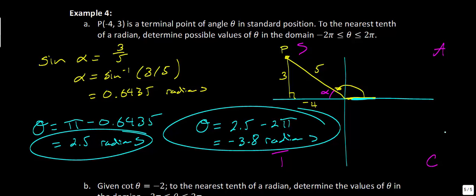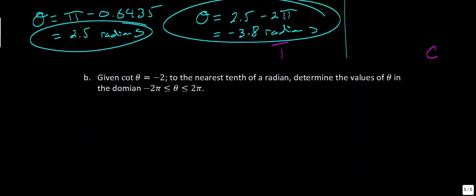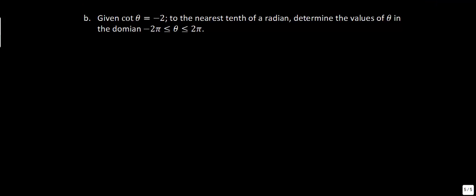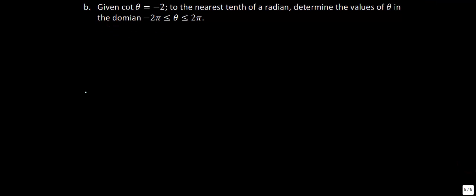Okay, so lots of stuff going on there. We had to figure out what quadrant we were in, we had to get alpha, and then we had to find our two answers. Now the interesting thing is we've done this exact same question before in Pre-Calc 11, only we were in degrees, not radians. All right, so B here says, given cotangent of theta is equal to negative 2, to the nearest tenth of a radian, determine the values of theta again in the domain between negative 2 pi and 2 pi. So this question definitely has some similarities. Maybe we'll just draw ourselves a little bit of a picture here.